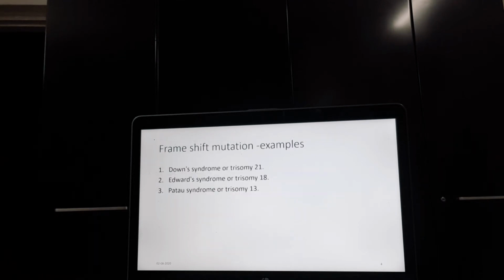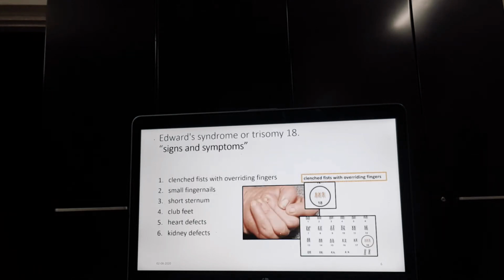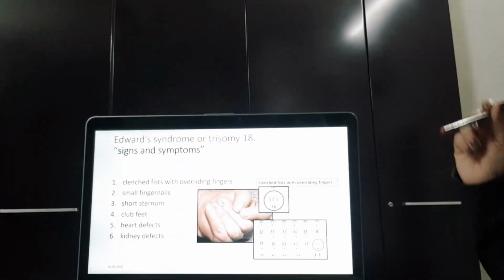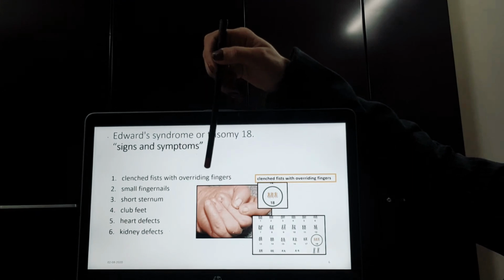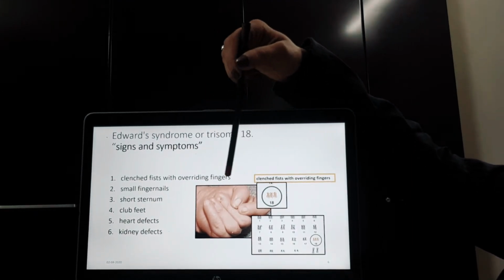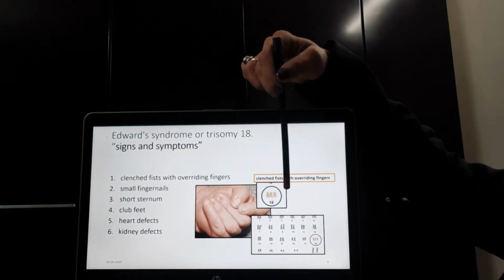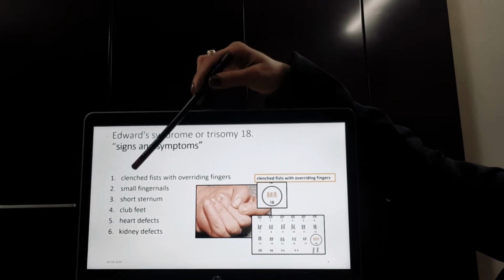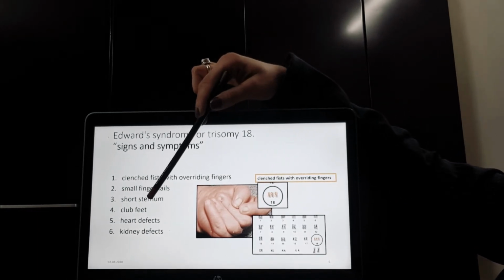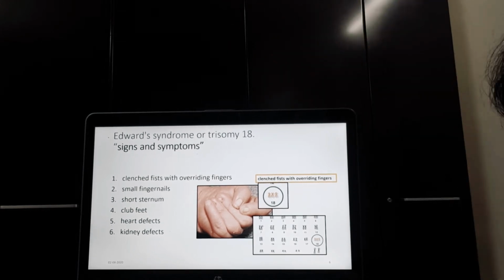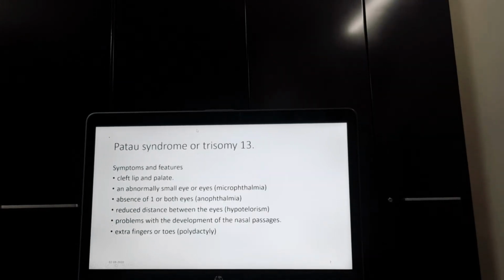We now move to Edwards syndrome and Pallavi syndrome, which is trisomy 18 and 13 respectively. Now, if we see the signs and symptoms, basically we are talking about the trisomy. So let's go straight away to the signs and symptoms, which is clenched fist with overriding fingers. You can see this picture which clearly shows that, and it shows the trisomy 18. Small fingers, short sternum, club feet, heart defects, and kidney defects are other signs and symptoms for the same.